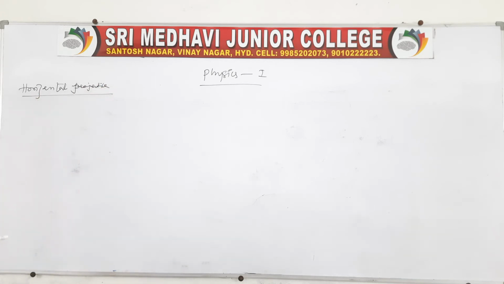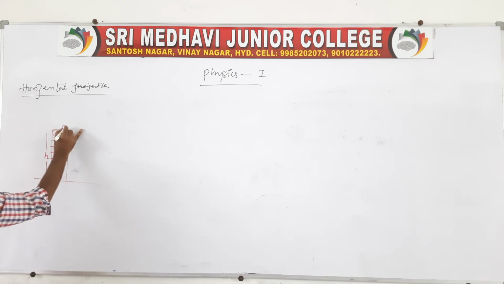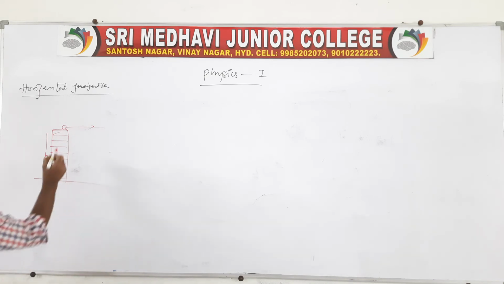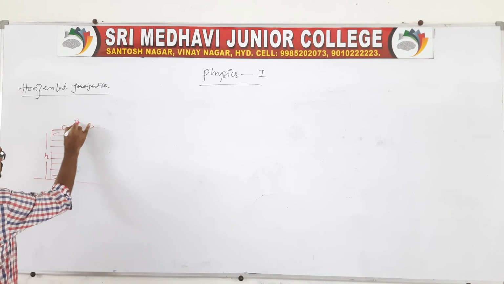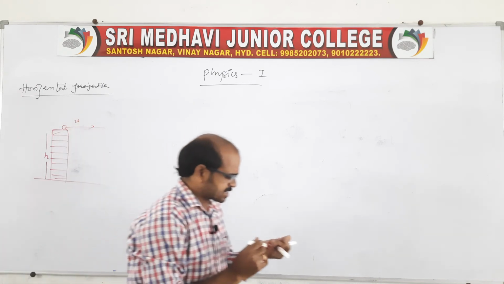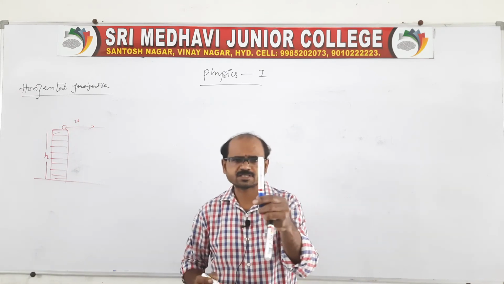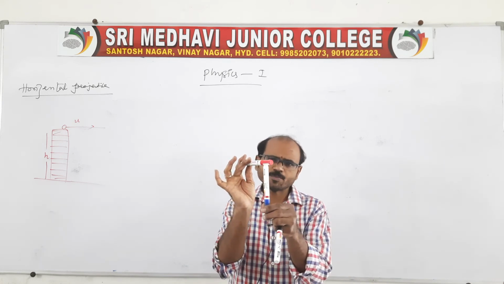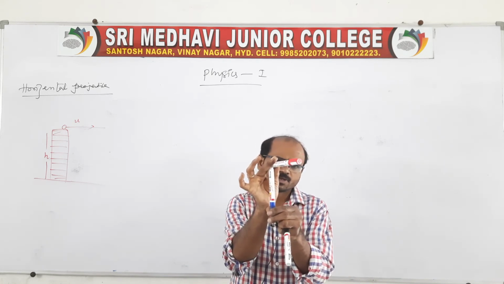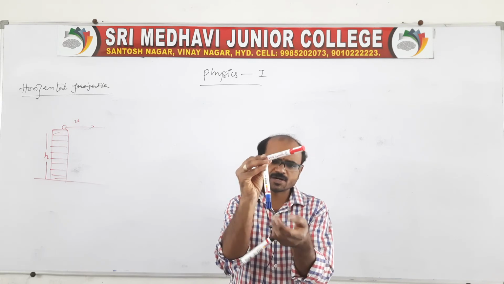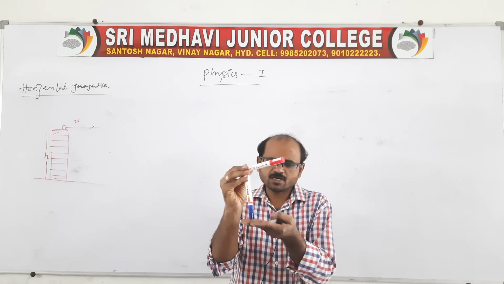Sir, what is meant by horizontal projectile? Very simple. Take a body which is projected from the top of a tower of height H. The body is projected along the horizontal direction like this, with velocity u. When a body is projected horizontally like this, I'll show you. Take a tower. From this tower, the body is projected horizontally, parallel to the surface.